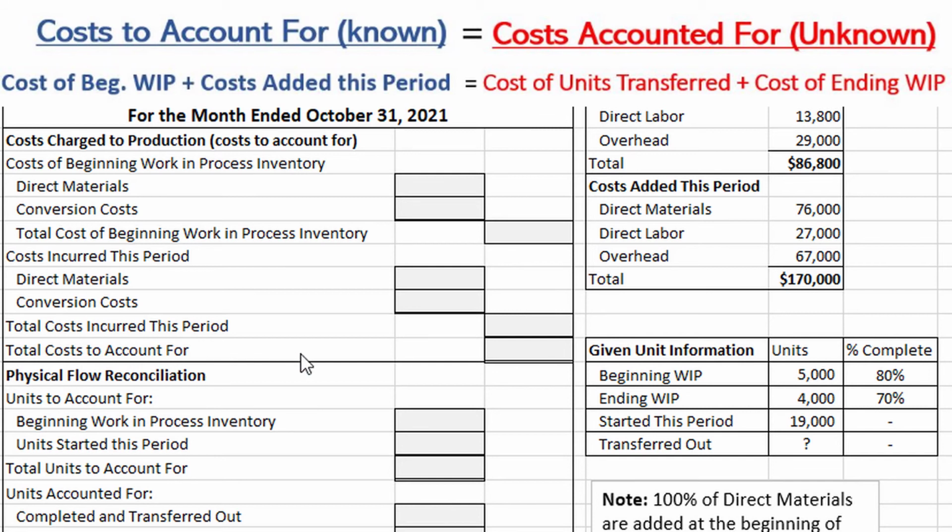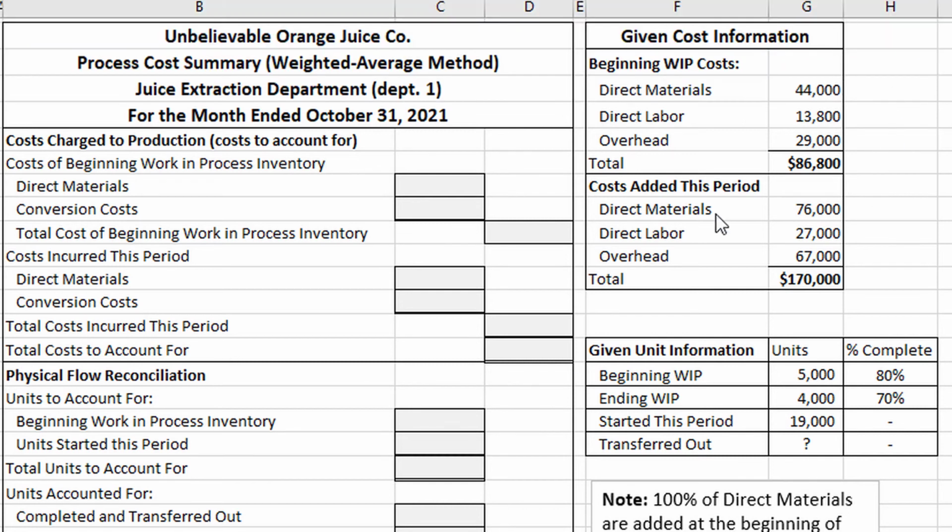I also noted that the total costs to account for are known costs, meaning they should be given somewhere in the problem. And indeed, if we look over here on the right, we see the given cost information, both for the beginning work in process and for the costs added this period. So we can start with the cost of beginning work in process inventory for direct materials. That's listed right over here. The beginning work in process cost, direct materials, are $44,000. So we can type that into this box.